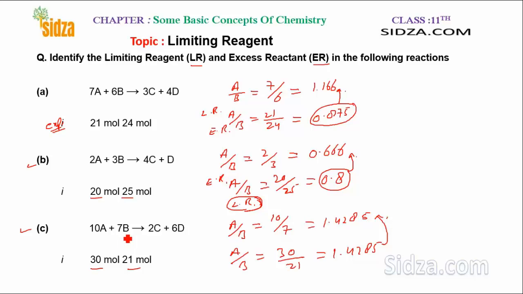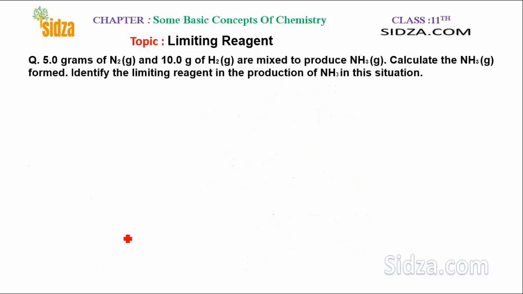Fine. Now let's do some questions on the limiting reagents. Here we have a reaction between nitrogen and hydrogen gas to produce ammonia, and it says 5 grams of nitrogen reacted with 10 grams of hydrogen to produce ammonia. Calculate the amount of ammonia formed, and we have to find the limiting reagent here. So let's first of all write down the balanced equation.